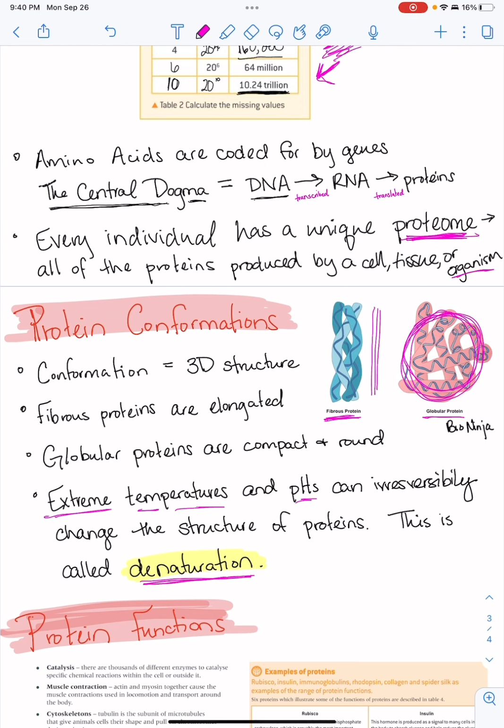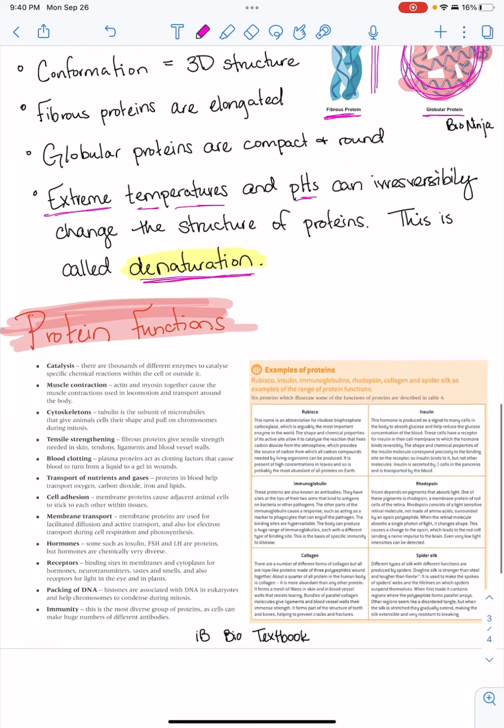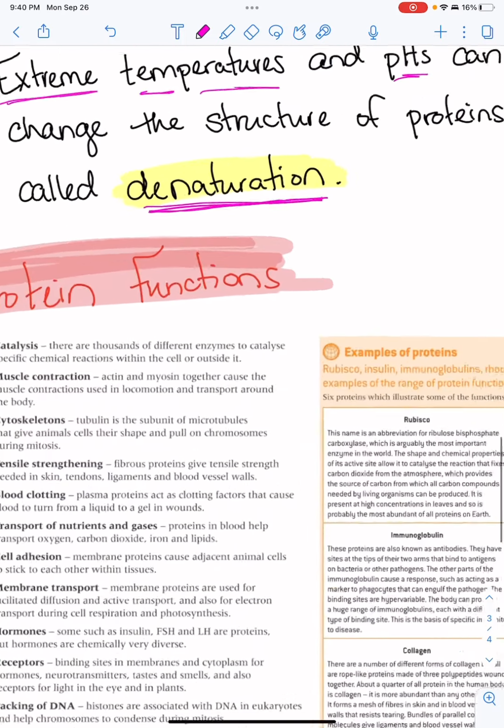Denaturation. God, I'm so sorry. I'm never doing it after this long day again. God bless. Okay, moving on.